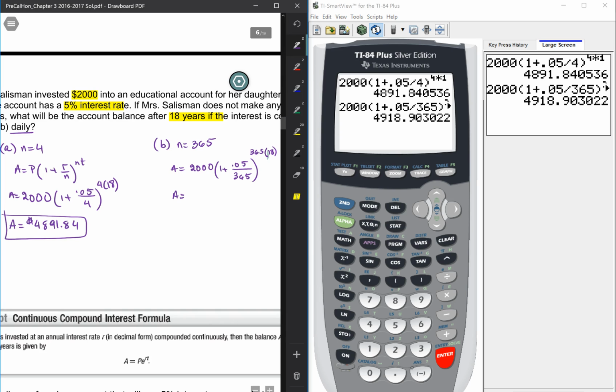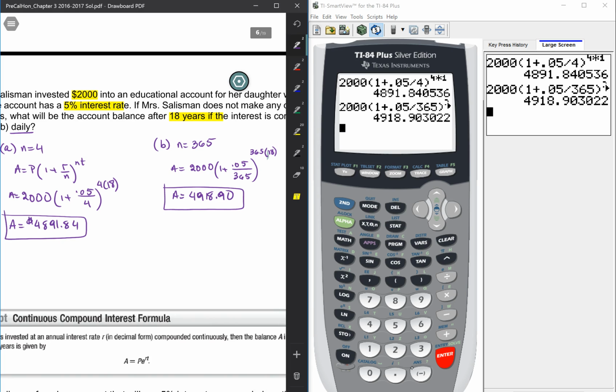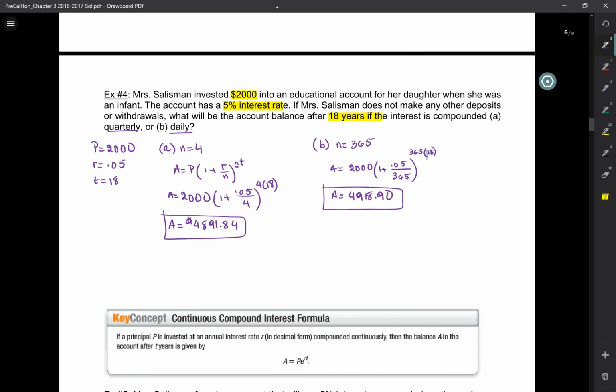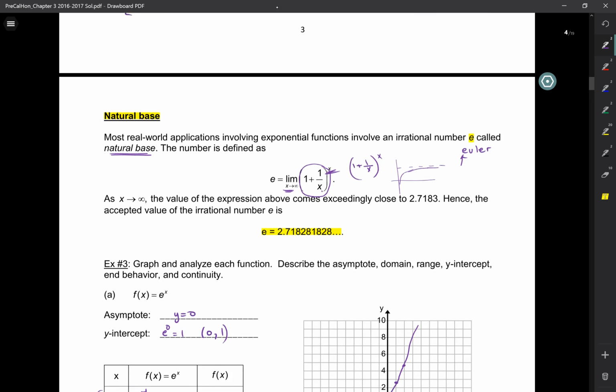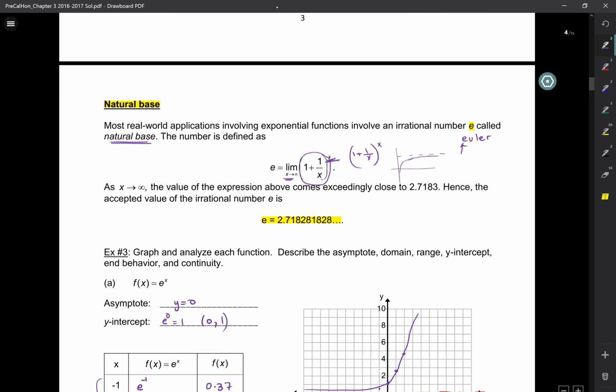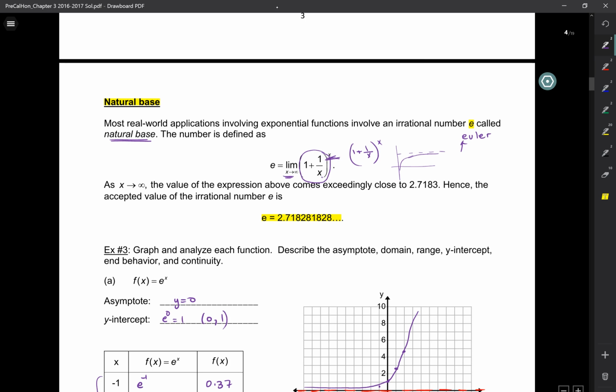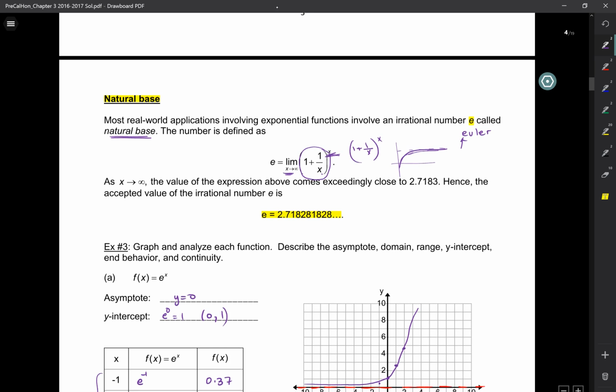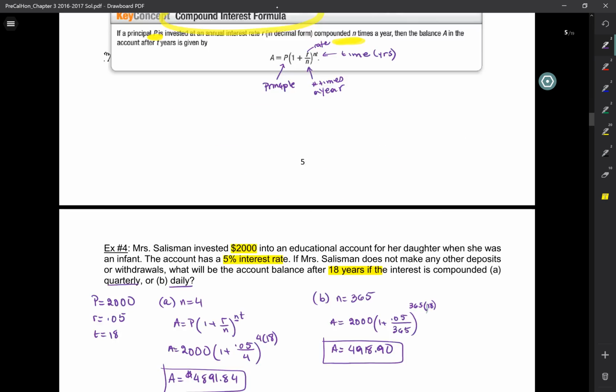Why is that? Now we have 4,918.90. So what was the difference? Here we're at 4,891, and this is 4,918. It's not that much. It's just a few dollars. Well, why is it that when that number goes from 4 to 365, there isn't that much difference? Well, it's because up here we said when you have 1 plus 1 over x to the power of x, and this goes to infinity, remember? It all levels off. It's not going to increase without bound.